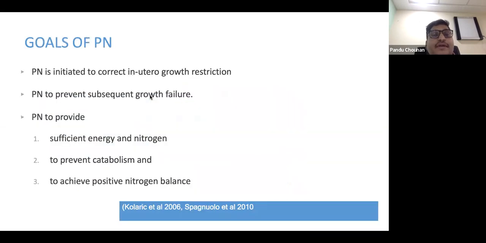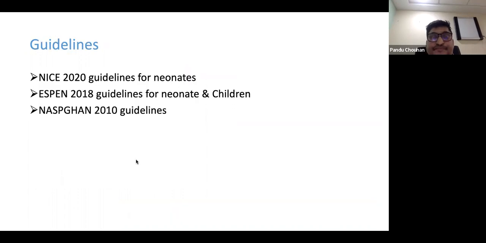So the goals of parenteral nutrition are to correct intrauterine growth restriction, as well as to keep up the tangent of extrauterine growth, to prevent subsequent growth failure, and to provide sufficient energy and nitrogen to prevent catabolism and to achieve positive nitrogen balance.